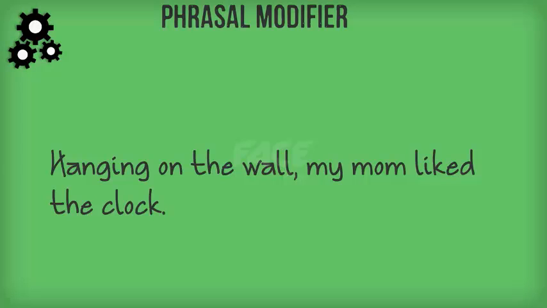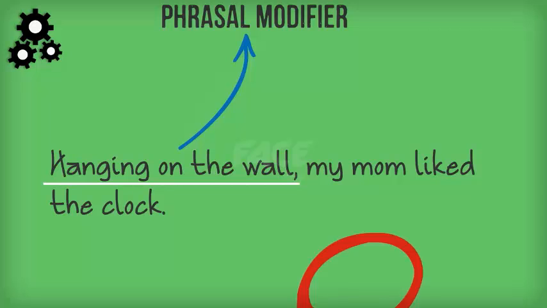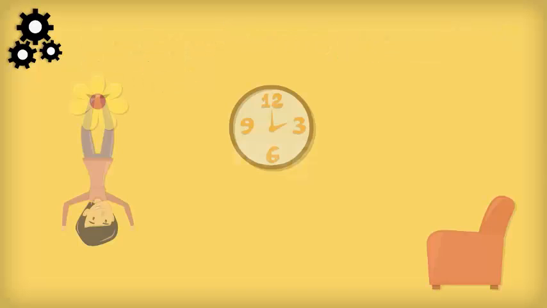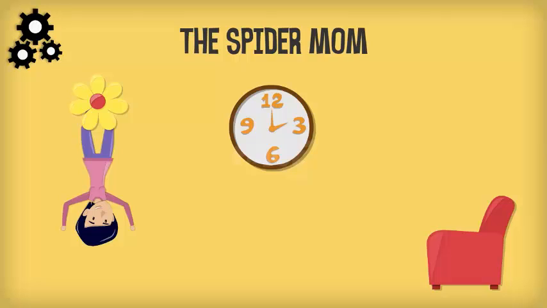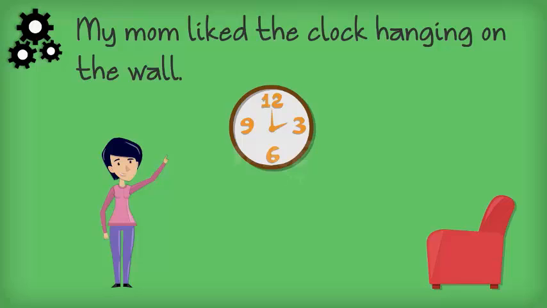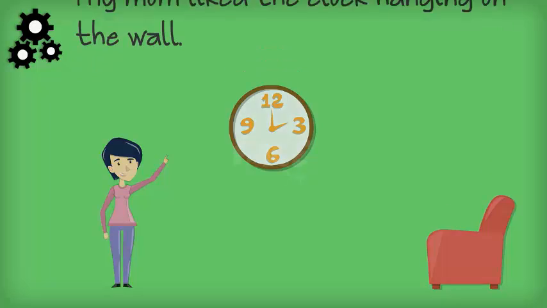Hanging on the wall, my mom liked the clock. Hanging on the wall is a phrasal modifier. What is the subject or noun closest to it? My mom. So, who is hanging on the wall? My mom. Let us try to imagine it. See this? This is what happens when you misplace a modifier. So what is the correct sentence? You're right. My mom liked the clock hanging on the wall. Problem solved. Let's see another example.